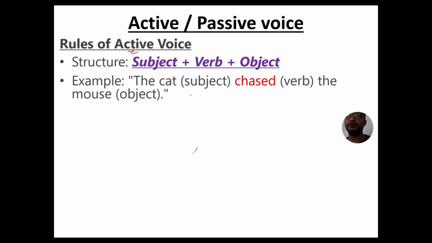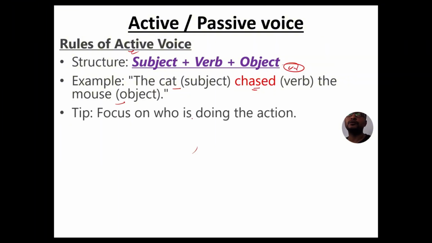For example, the structure subject plus verb plus object is for the general active voice. For example, the cat, this is the subject, chased the mouse. We wrote it in the past tense, the cat chased the mouse. So the cat is the subject, chased is the verb, and the mouse is the object, right?